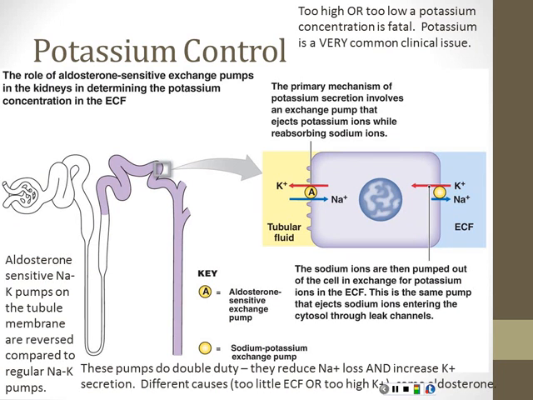All right. So just like sodium, potassium concentrations have to be regulated. And they're regulated by our friend aldosterone, which we learned about a little in the last chapter. So aldosterone is a hormone produced by the adrenal gland. And its primary function is to control the presence or absence of these sodium-potassium pumps that are found in the distal convoluted tubule and the collecting duct in the nephron.